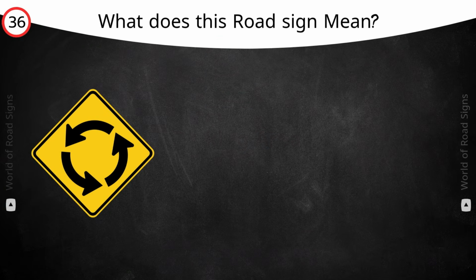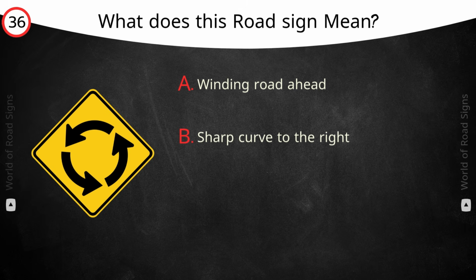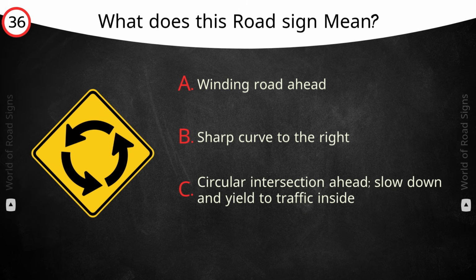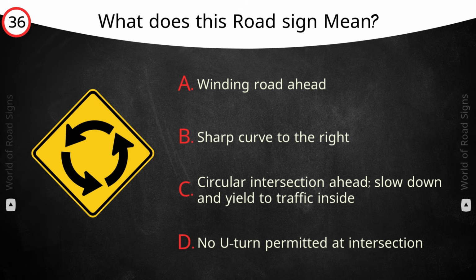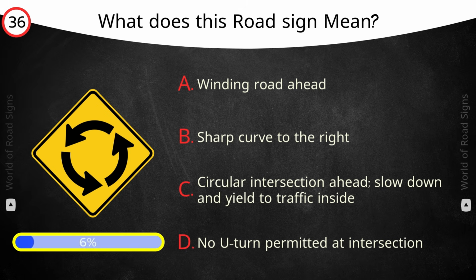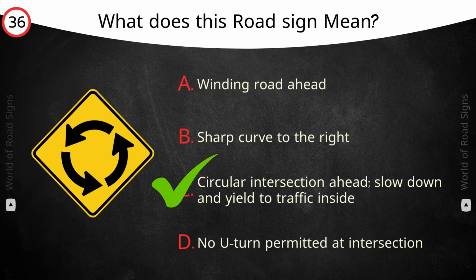Question 36. What does this road sign mean? A. Winding road ahead. B. Sharp curve to the right. C. Circular intersection ahead. Slow down and yield to traffic inside. D. No U-turn permitted at intersection. You are correct if you selected option C. Circular intersection ahead. Slow down and yield to traffic inside.